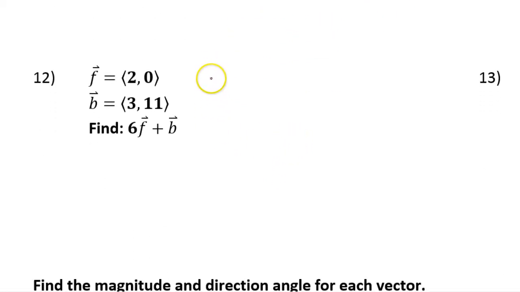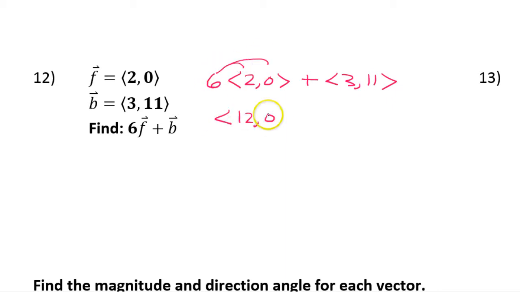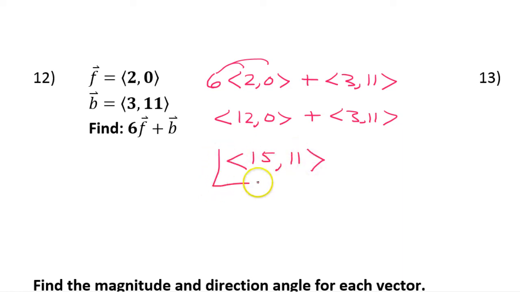For number 12, we have 6f plus b. So multiplying by the scalar will give me 12 comma 0 plus 3 comma 11. Adding the corresponding components will give me 15 comma 11. So this is the resultant vector for number 12.